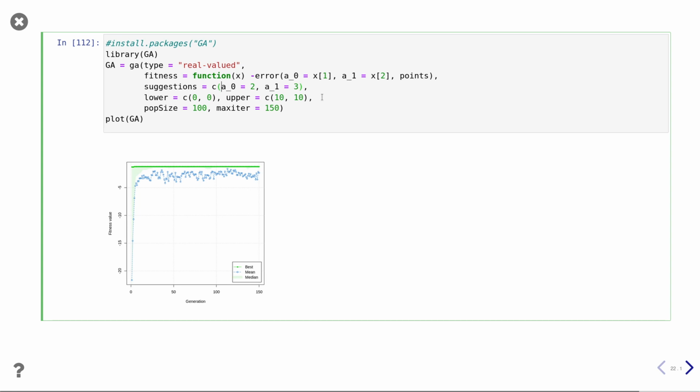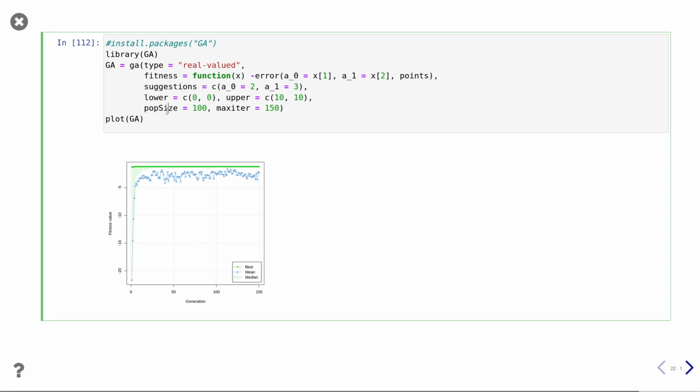Population size, this argument here, is how many genes are in a generation. So population size equals 100 means that at every generation, I'm going to put 100 genes.